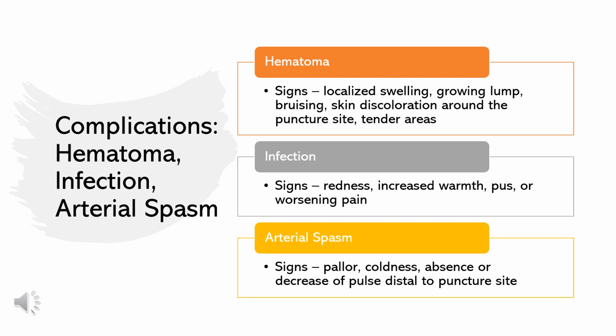Tender areas are also a significant indicator. Elevate the limb immediately to reduce blood flow to the area, thus minimizing further swelling. Apply pressure with sterile gauze to control bleeding, but do so with caution to avoid exacerbating the hematoma.